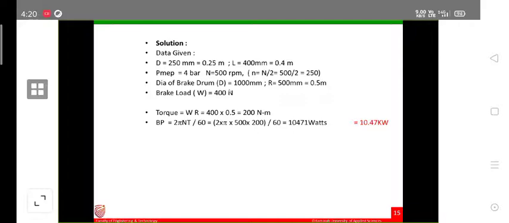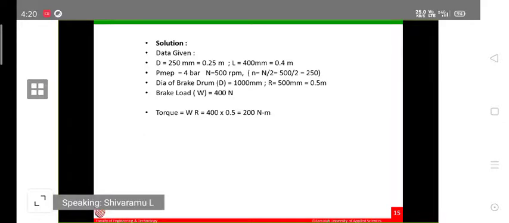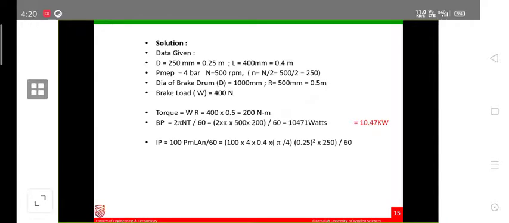Now we'll go to the next, that is IP. For indicated power, the formula is P M L A N divided by 60.